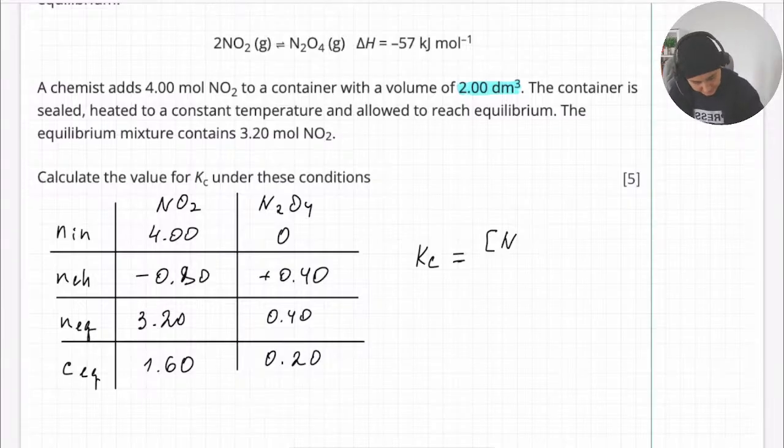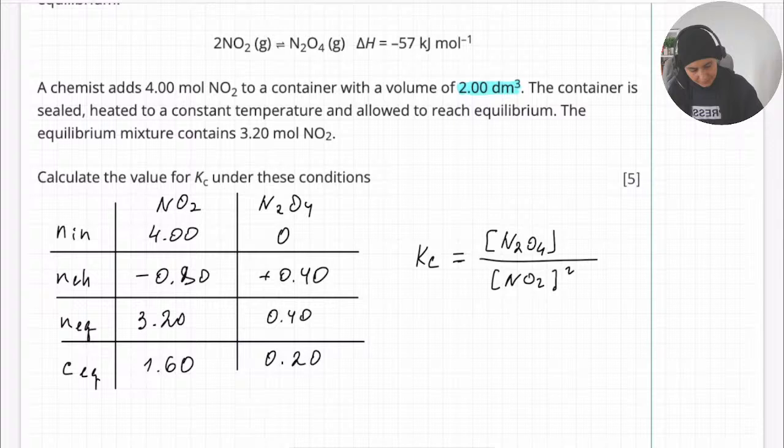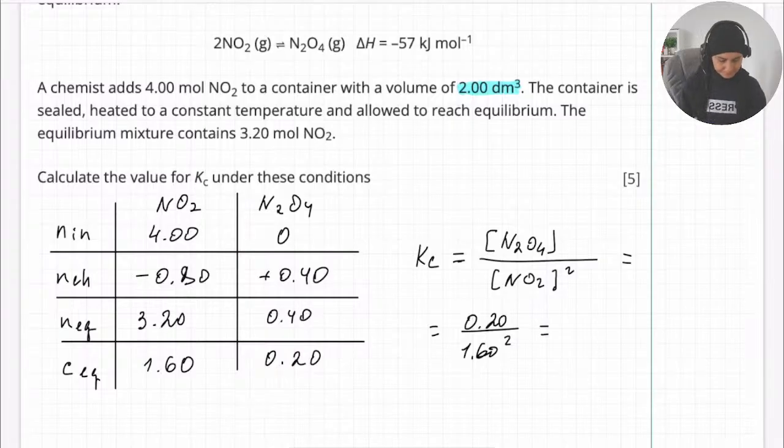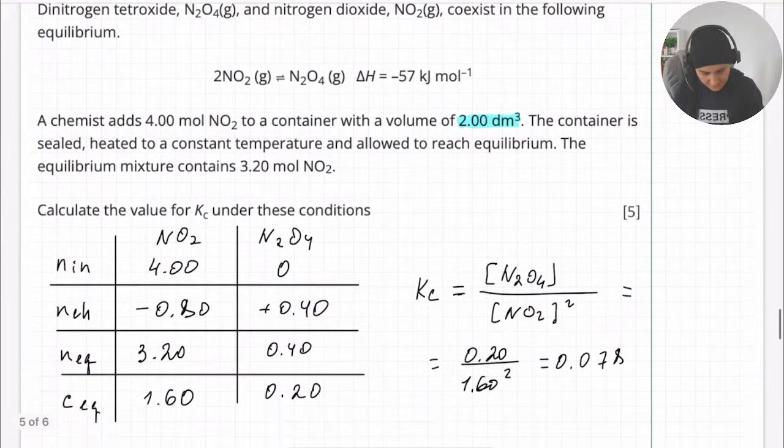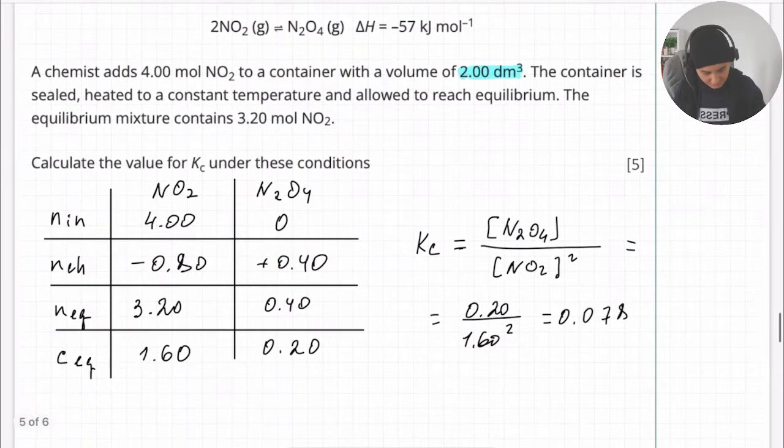So it's N2O4 divided by NO2 squared, right? Squared because there is the 2. And then we plug in the concentration. So 0.20 divided by 1.60 squared. 1.6 squared is 2.56, so the answer is 0.078. Again, I'll put it to 2 significant figures. No, actually, here I have to put it to 3, because it's 333. So, well, 0.0781 then.